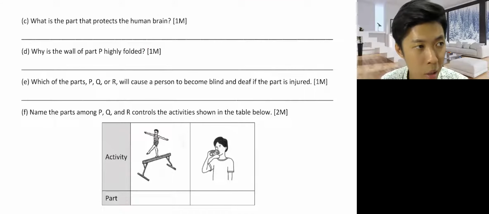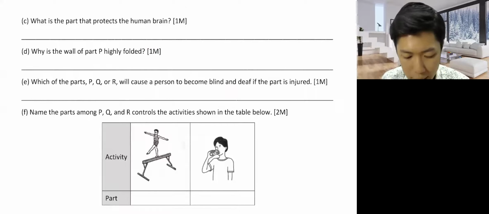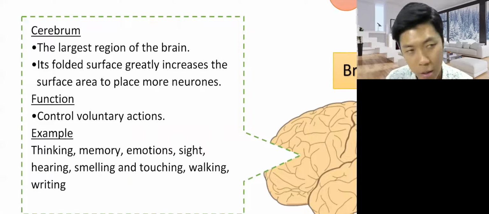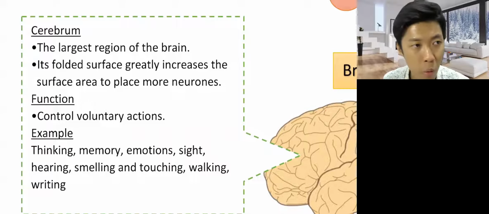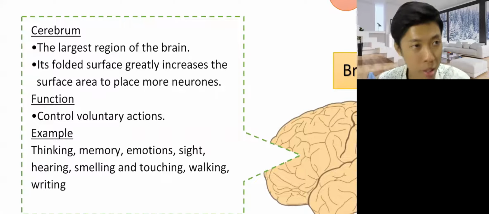Okay, right, next one. Why is the wall of part P folded? Part P is a cerebrum, the largest part, which is highly folded. It's a very common question. If they ask about the brain, they like to ask why folded. To increase surface area.